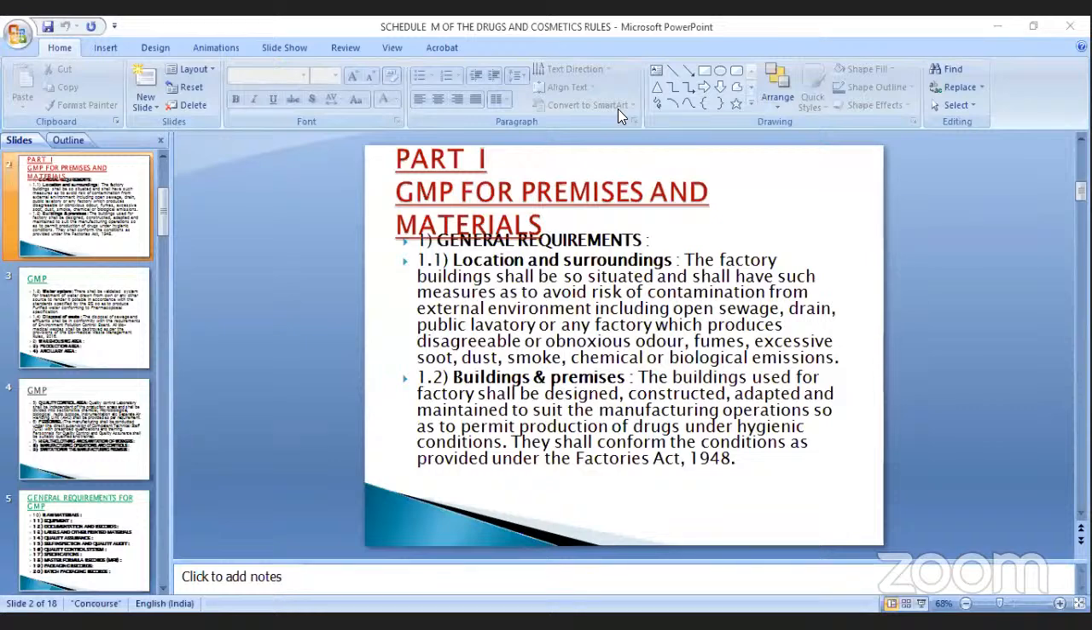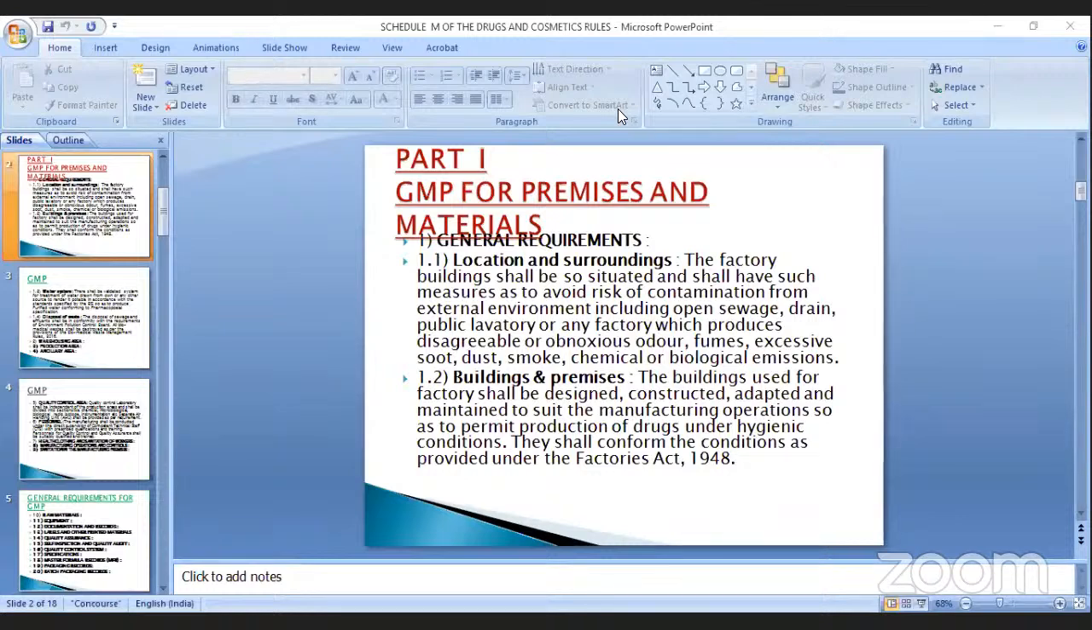and all the joinings, like joining of the wall and ceiling, joining of the wall and floor, that should be coved. Coving means the shape will be concave shape in the joining area, which will minimize the chance of accumulation of dust. So it should be coved such that it shall not permit any accumulation or minimize the chances of accumulation, as well as it will permit easy and effective cleaning and disinfection.